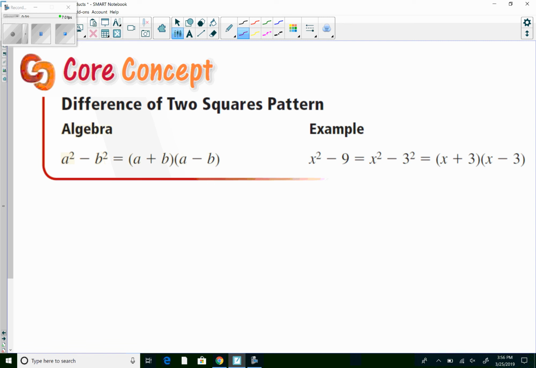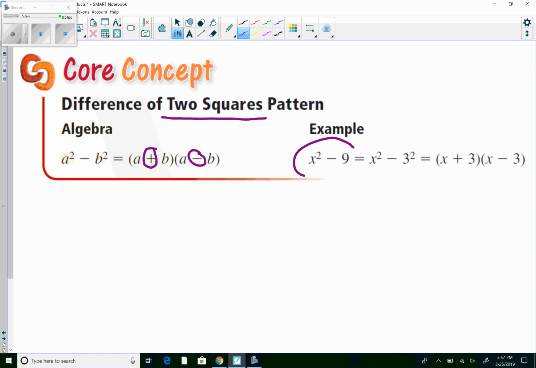We're going to start by looking at our first core concept. This core concept says that we are finding the difference of two squares. So a squared minus b squared. It's funny because we've actually worked the opposite way, where we were given a plus b times a minus b, and then we were able to come up with a squared minus b squared. Again, just one of those situations where we're working backwards.